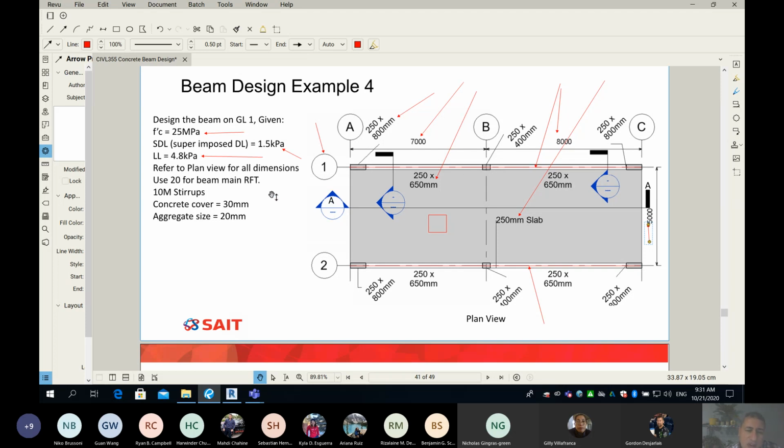Some extra information, which is use 20M for your beam main reinforcement. And you can see, I didn't leave this open for you. So instead of you scratching your head, should I use 15M or 20 or 25 or 30? Very clear, use 20M when you design your beam. Also, we will use 10M stirrups. We need that. And our cover is 30 millimeter, and the aggregate size is 20 millimeter. In your design, you will need all this information for sure in the right order.